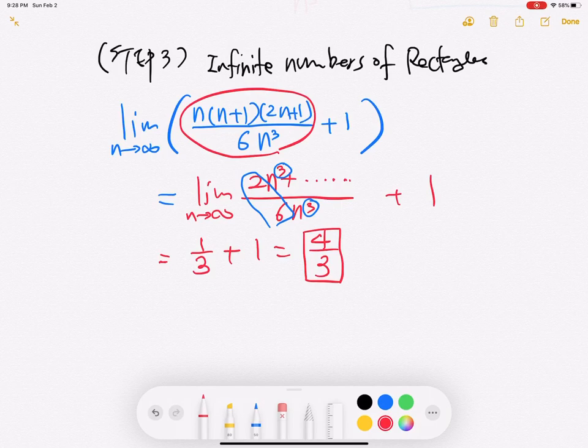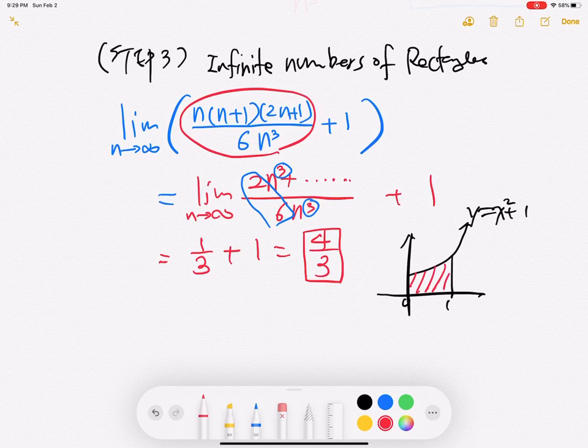so 4 over 3 is the area of an infinite number of rectangles. That infinite number of rectangles area is exactly equal to the area under the curve between x equals 0 and x equals 1, something like this. We found that for this graph, y equals x squared plus 1, from 0 to 1. We just found what? This area under the curve with the x-axis.